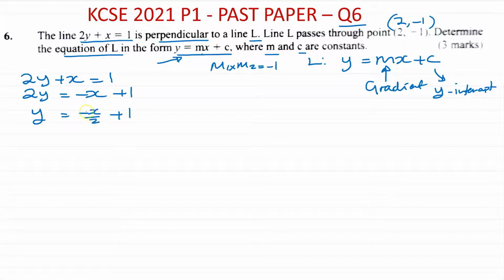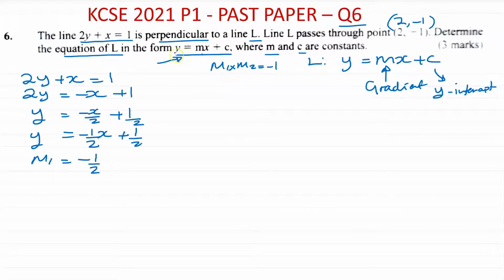So -x over 2 is the same as -half x. So this can be written like this: y equals -half x plus 1 over 2, guys. Don't forget to write 1 over 2 here. So this is the equation of the other line. Now what we can see here, the gradient for this line, which is m1, is -1 over 2.